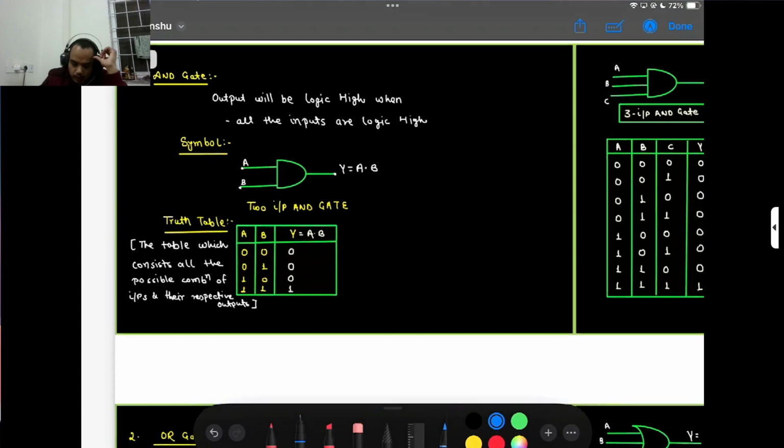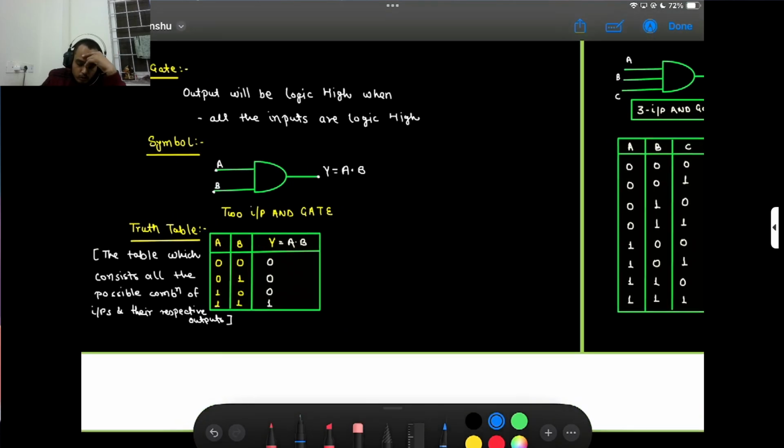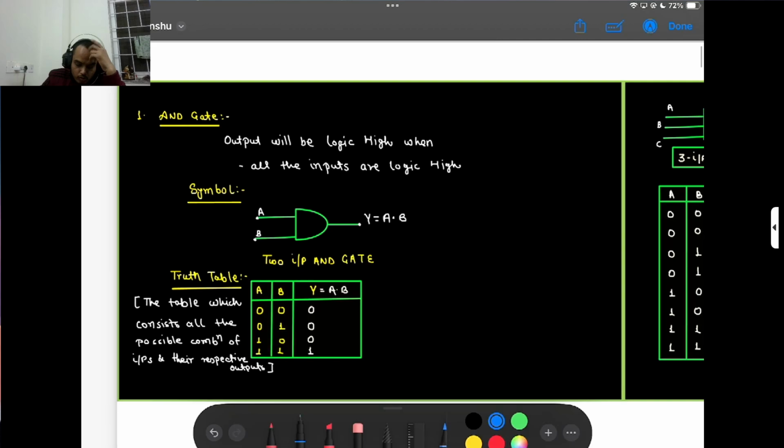And here is the AND gate. We know the basics, but still we are revising. AND gate output will be logic high when all the inputs are logic high. Here is the AND gate symbol and its truth table. If both inputs are one, then my output is one for the two input AND gate case.